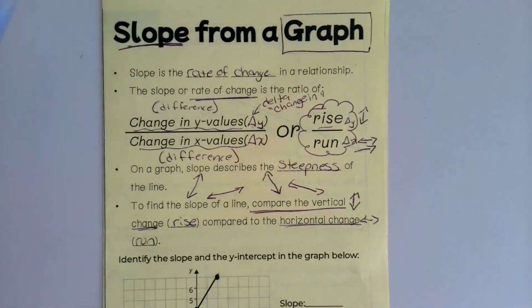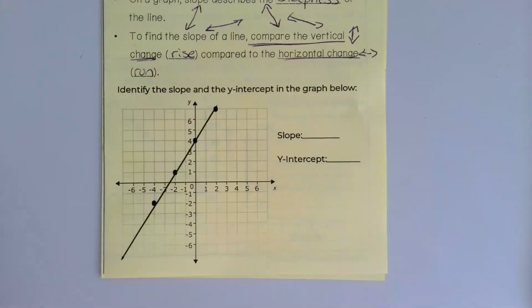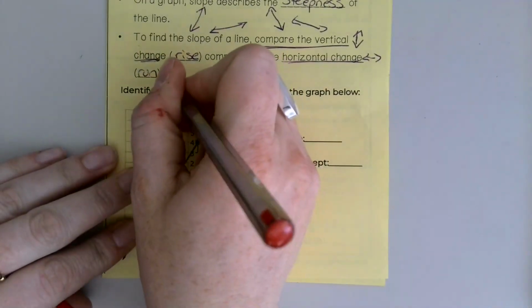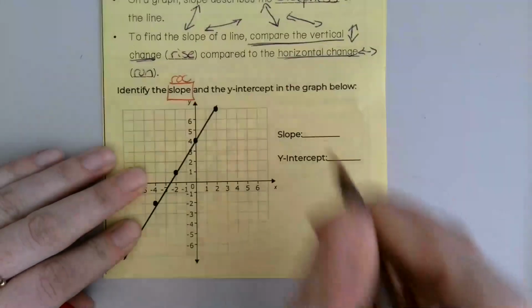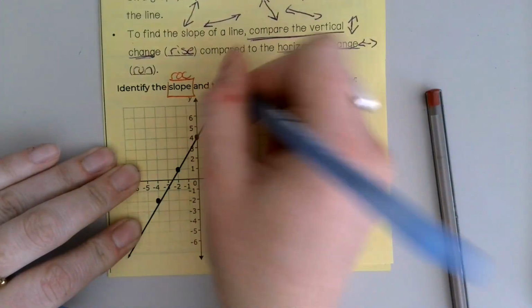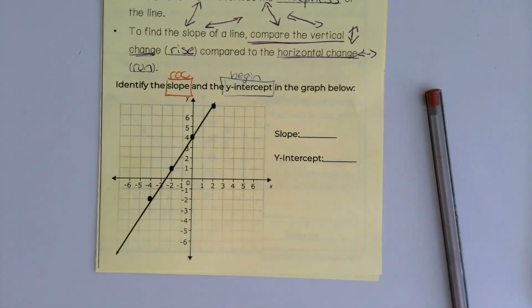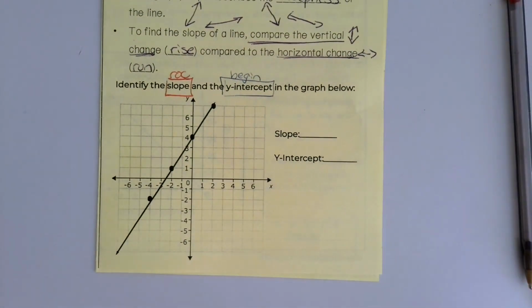We're going to take a look at this particular graph. It says identify the slope and the y-intercept. So our slope is our rate of change, and our y-intercept is where we begin. We've talked about that a whole bunch. It's our initial value. It's where we cross the y-axis. All of those things and then some.